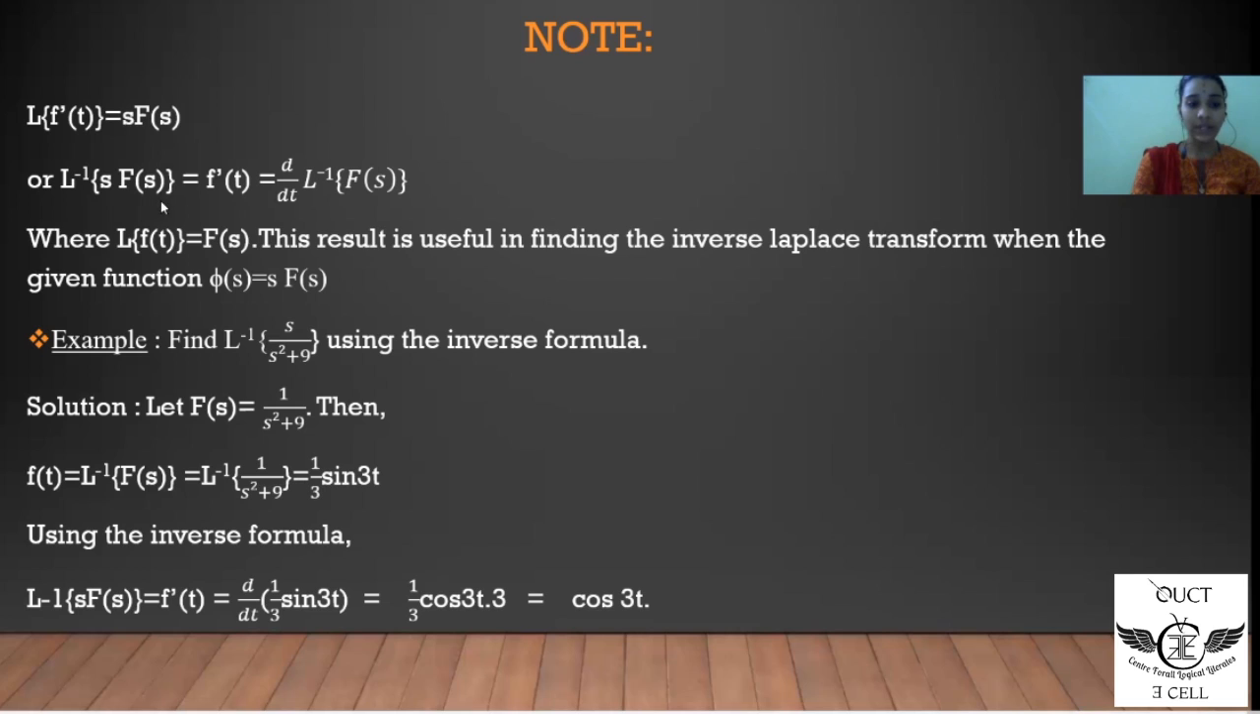This required inverse is equal to the derivative of the inverse Laplace transform of capital F of s. The inverse Laplace transform of capital F of s is already known to us as sine 3t by 3. So just differentiating this function, we get the required answer. On differentiating 1 by 3 sine 3t, we get cos 3t. So the inverse Laplace transform of the given function s into F of s, that is the inverse Laplace transform of s by s square plus 9, is given by cos 3t. This is how we solve the problem using the inverse formula.